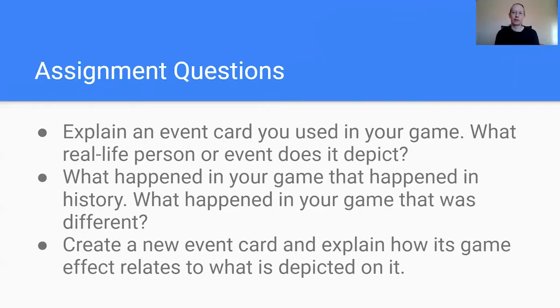These games run on event cards. You use a card to either move some troops around or an event card that does some effect in the game. The event cards were based on real people and real events from that particular time period, whether it was 1754, the French-Indian War, or the War of 1812. One question was to explain an event card they used in the game. What event or person does it depict, what effect does it have in the game, and how is that related to what actually happened in real life?